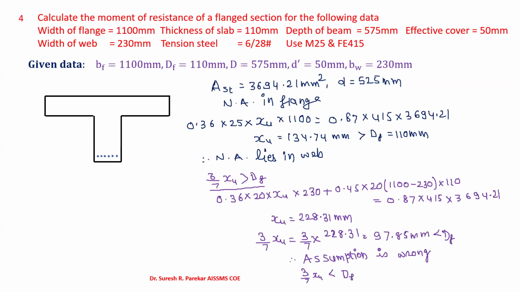Now here also we have to check this value, that is 0.48. This is less than 0.48 into 525. So actually we have to check this value. So I will just check this. 0.48 into 525, it comes 252. So that is okay.